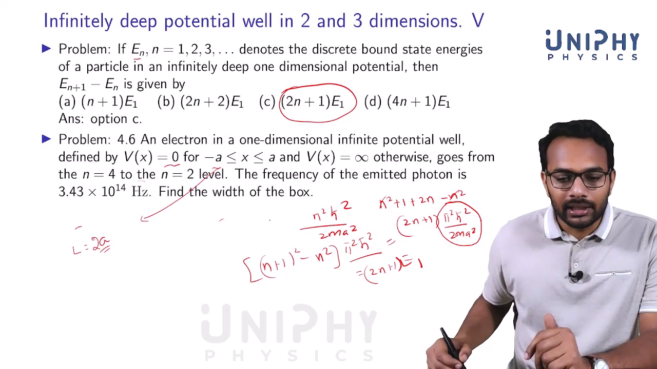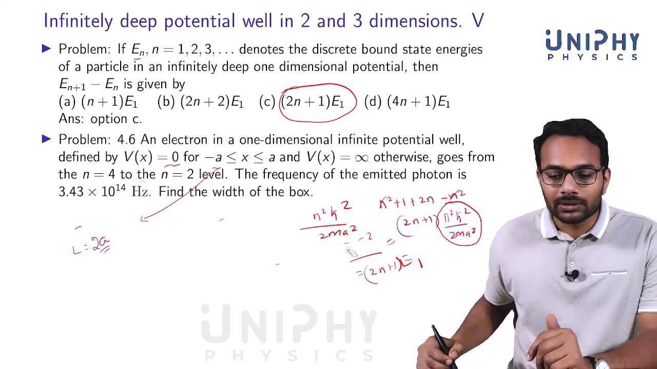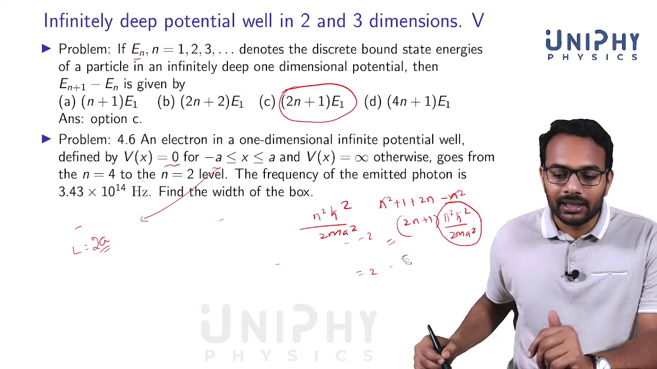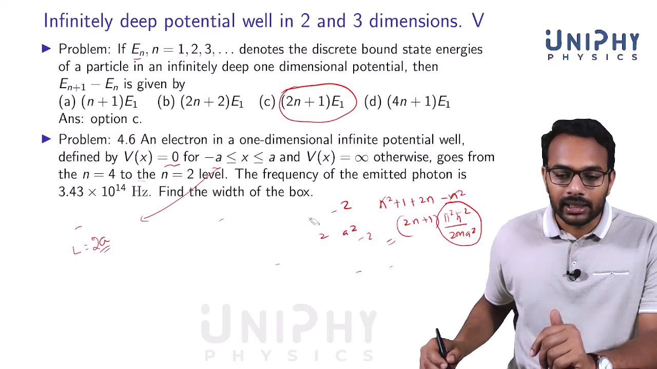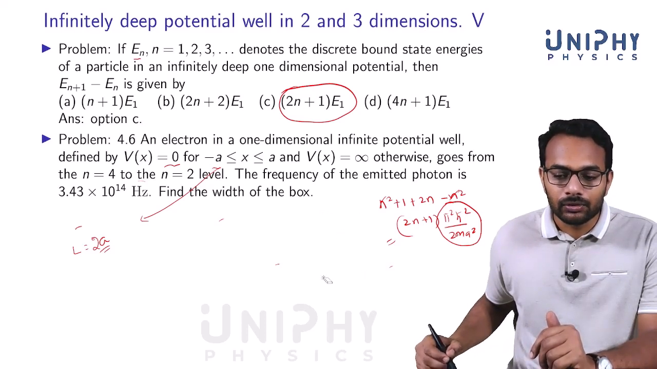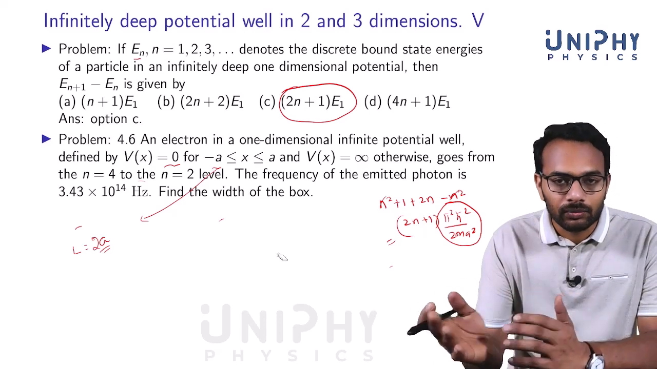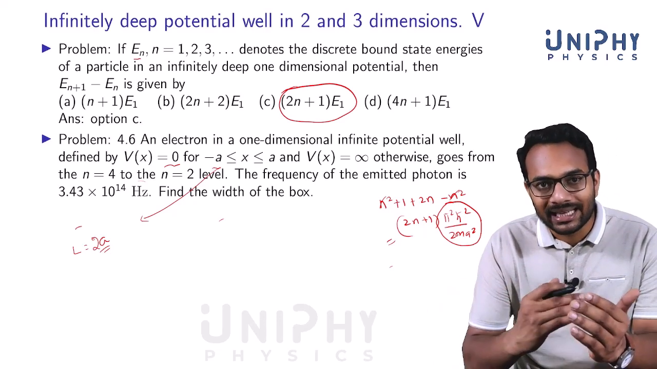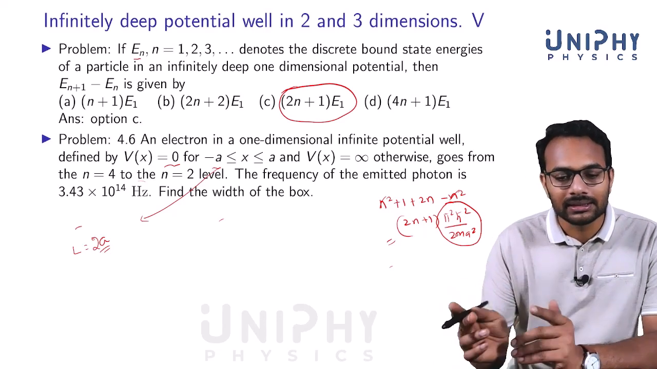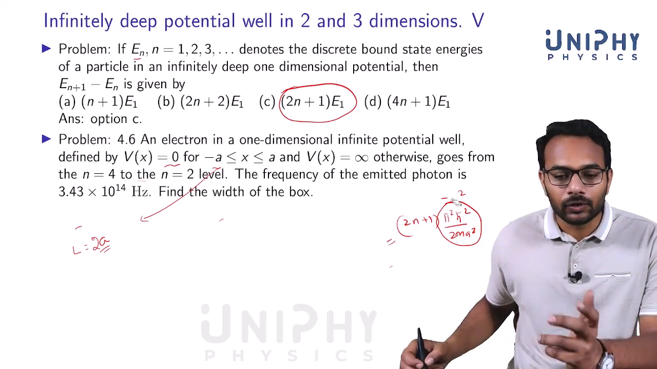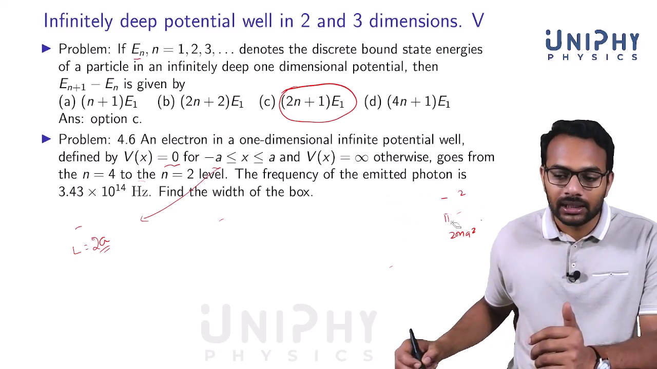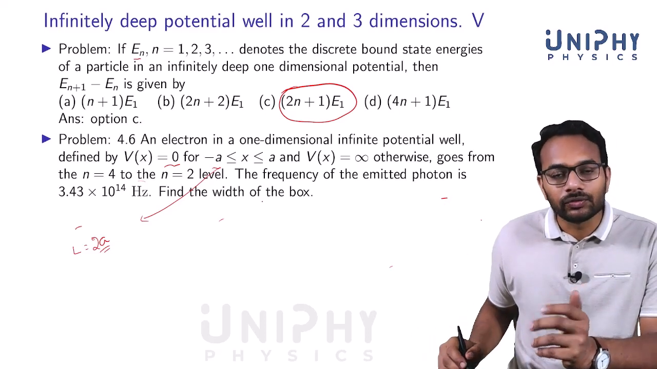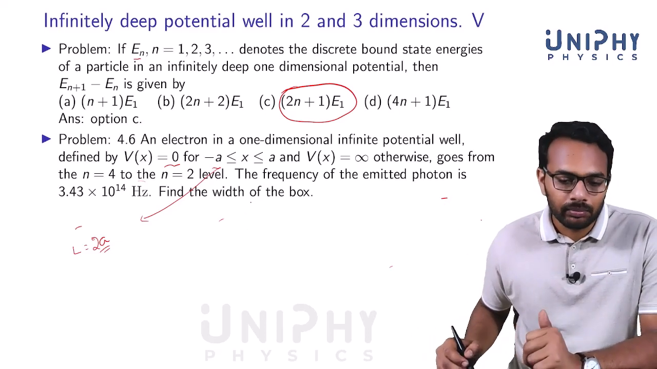It goes from n equal to 4 to n equal to 2 level. So there's a transition from the energy level n equal to 4 towards n equal to 2. Alright, so a photon will be emitted corresponding to that particular energy difference. That's what we know about these things. The frequency of the emitted photon is given. Find the width of the box.